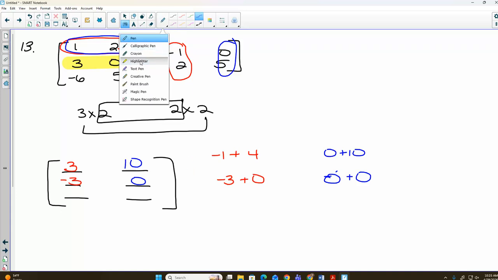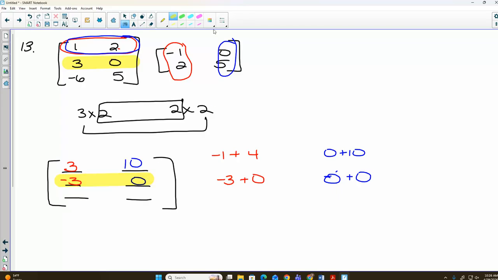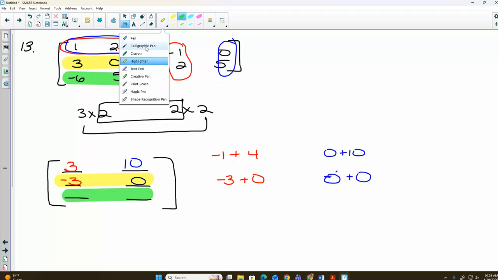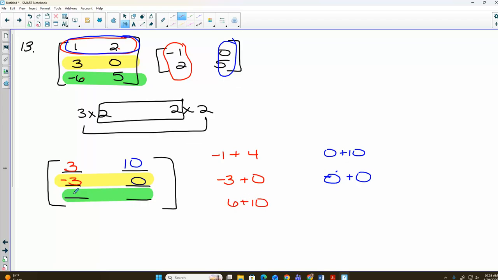And so we use the second row in the matrix to get our second row down here. We use our third row to get the third row down here. So negative 6 times negative 1 is 6. 5 times 2 is 10. So if we add those, we get 16. Negative 6 times 0 is 0. 5 times 5 is 25. Add and we get 25. So that is our final answer.